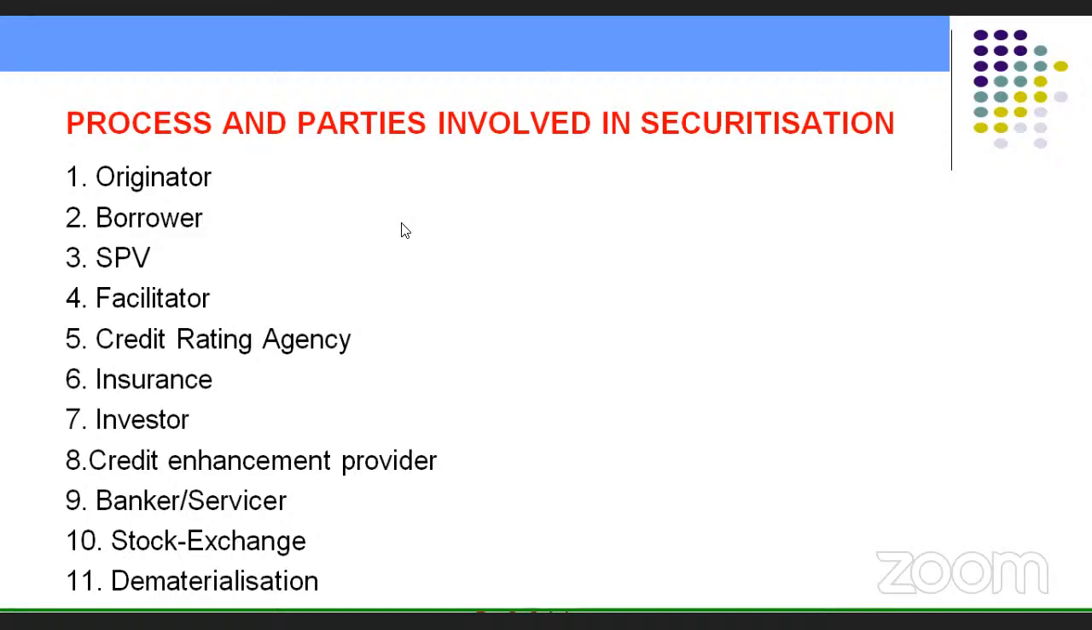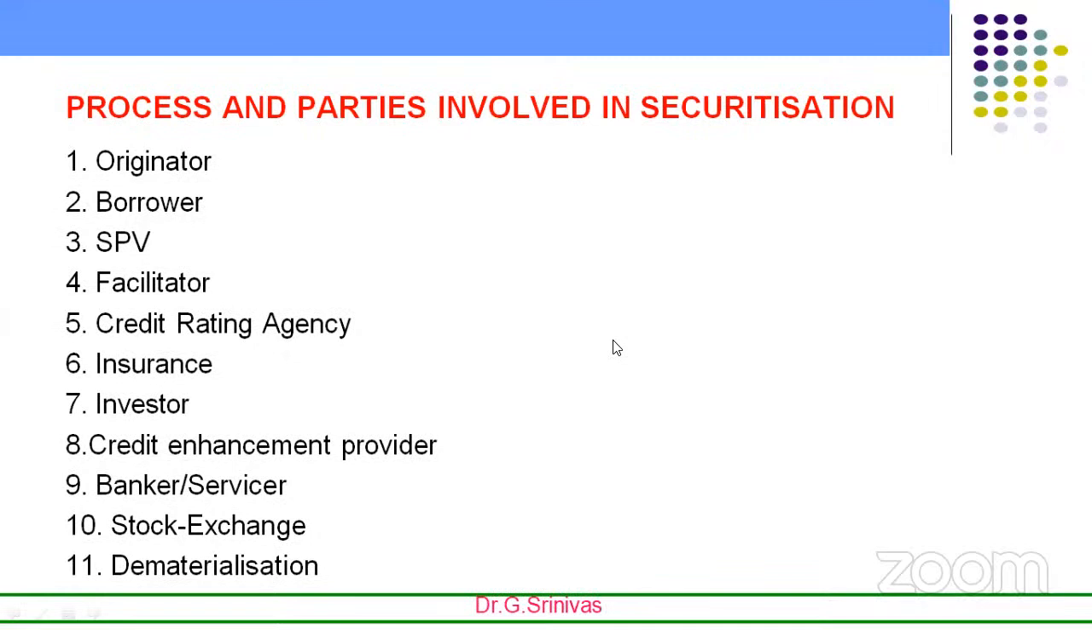In the due course of converting the illiquid pool of assets into tradable securities, there will be a good number of parties that facilitate and enable the securitization process. So in securitization, we have some parties that we also need to discuss. The parties are originator, borrower, SPV, facilitator, credit rating agency, insurance, investor, credit enhancement provider, stock exchange, dematerialization. So these are the parties involved in securitization. Now we'll discuss one by one.